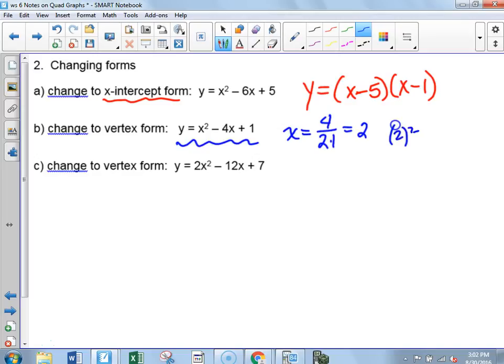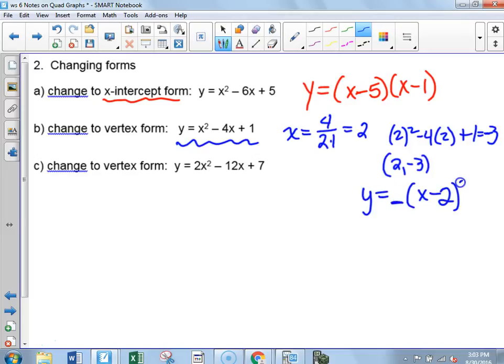So we do 2 squared minus 4 times 2 plus 1. I think -3. All right, so we now know the vertex is at 2, -3. Can you write that in vertex form? y equals A times x minus the h of our vertex, which is 2, plus the k of our vertex, which is -3. So you could just write -3 on the back.